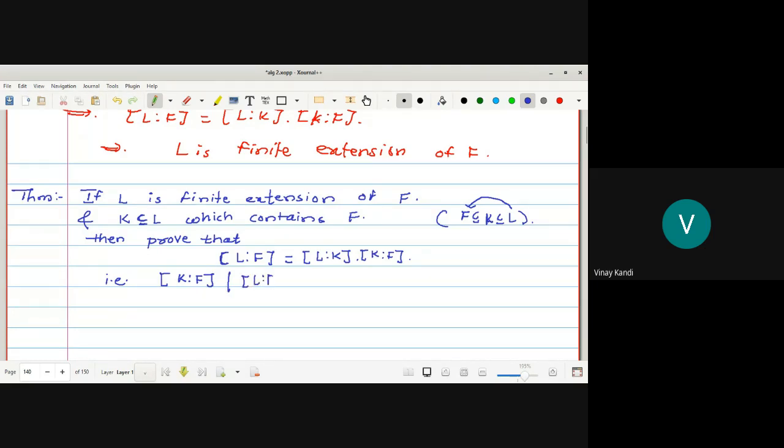What does this mean? The degree of K over F divides the degree of L over F. So this is the theorem. If L is a finite extension of F and K is contained in L, K is a subfield of L which contains F. Who is contained in this K? F. Then prove that the degree of L over F is equal to the degree of L over K times the degree of K over F. Now look at the proof.